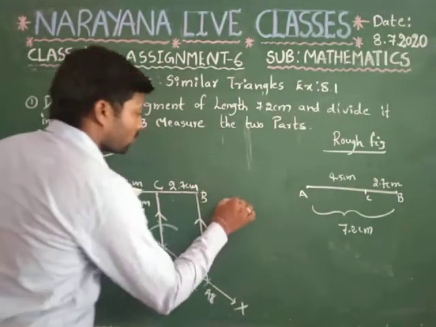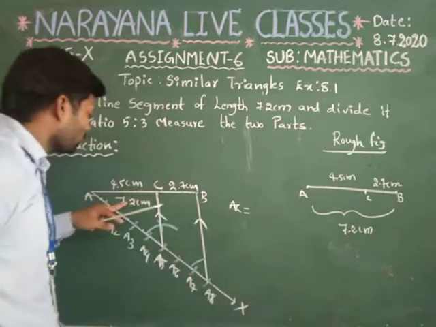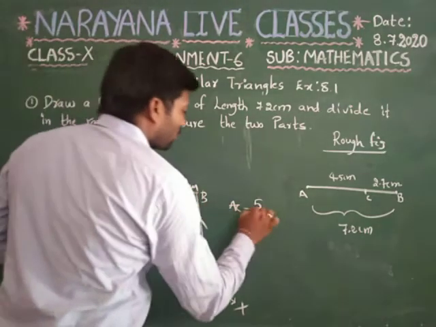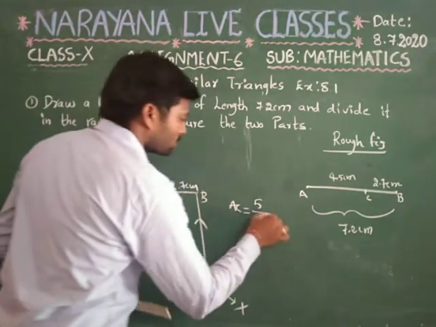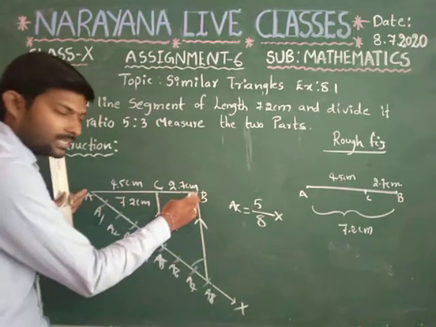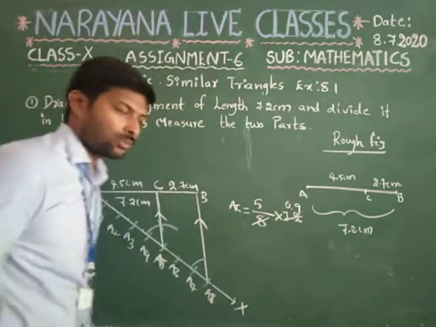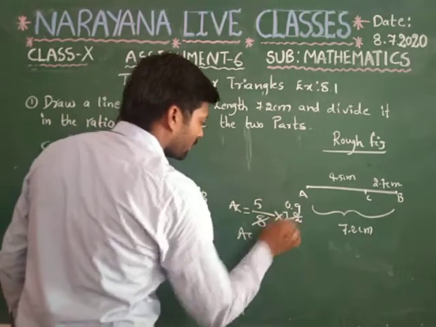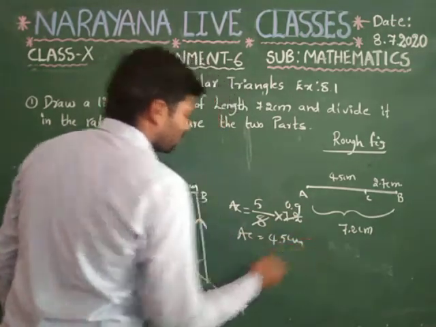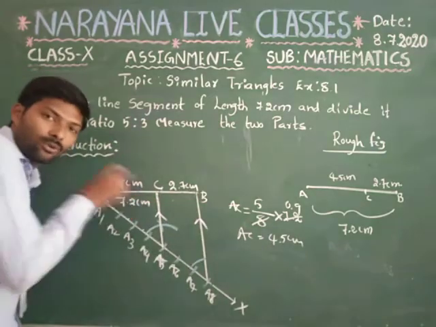So AC is equal to how much? AC is equal to 5 parts out of total 8 parts, times the length of the total line segment, 7.2. It is how much? Each part is 0.9. So 5 times 0.9 is how much? 4.5 centimeter. Now the length of AC must be 4.5 centimeter.